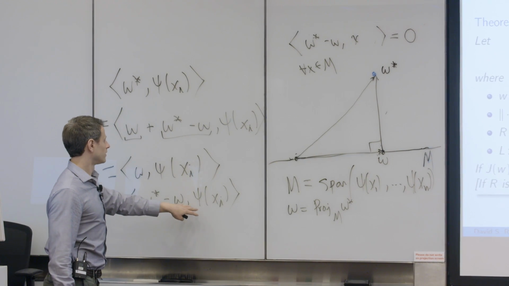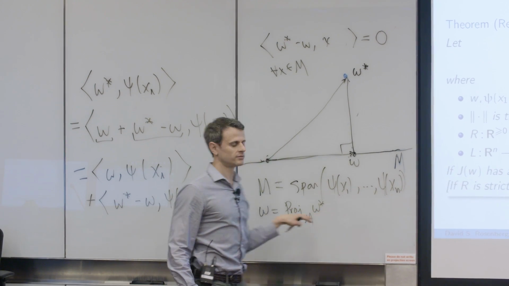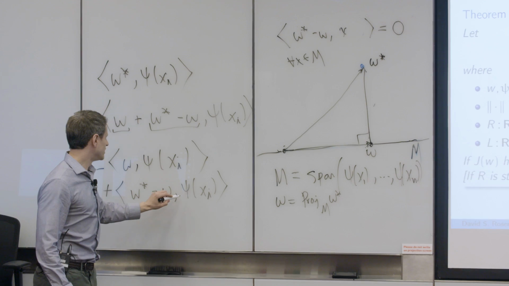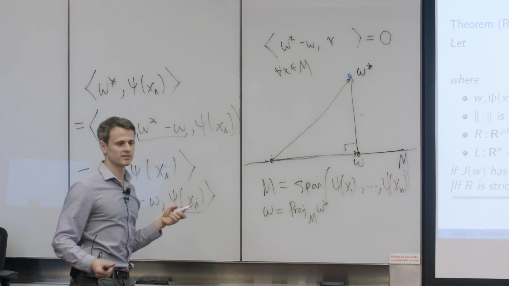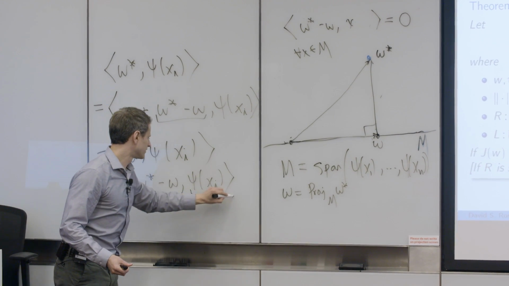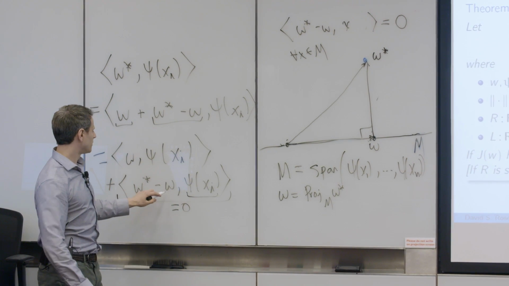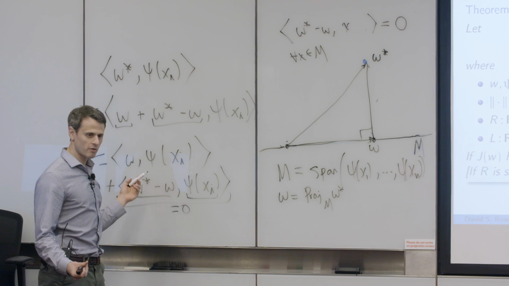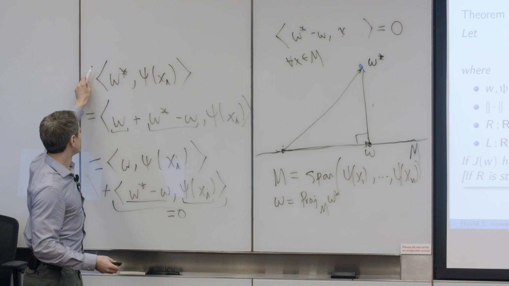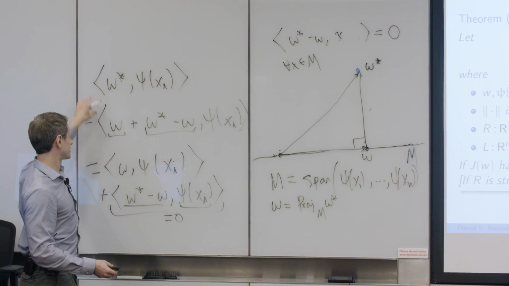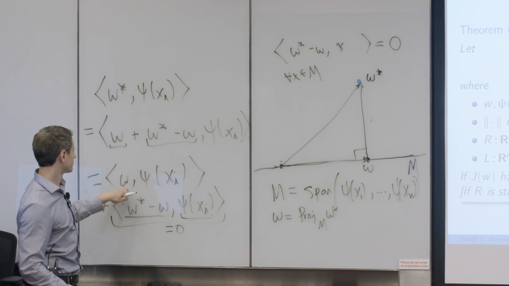In this case, our subspace is the span of all these vectors, all the psi's. So w star minus w is orthogonal to psi of xi, because psi of xi is in M by definition. M is the span of all the psi of xi's. So this piece is 0. Why again? Because w is the projection, so the residual w star minus w is orthogonal to everything in the space you're projecting into. So the inner product of w star with psi xi is equal to the inner product of w, the projection of w star down into M, with psi xi.